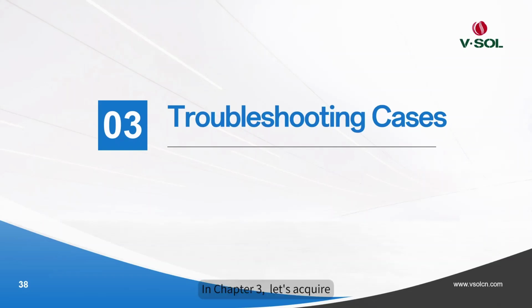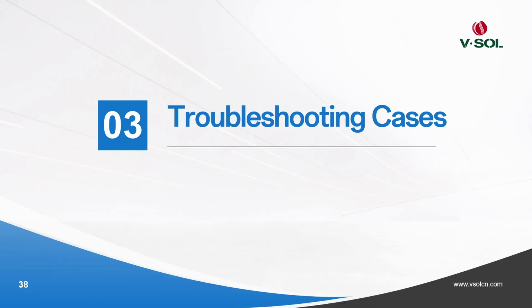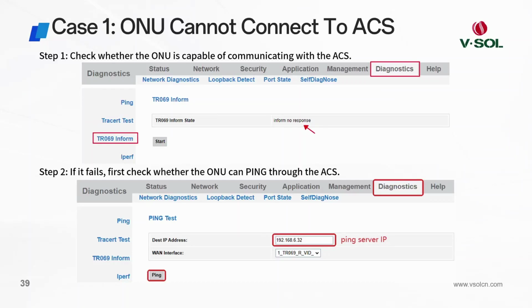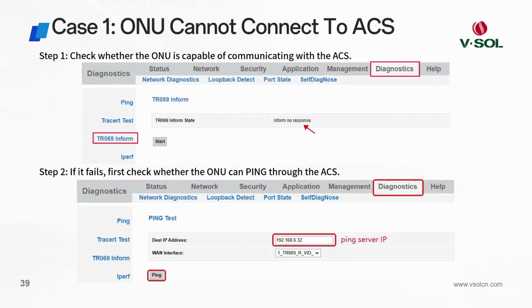In Chapter 3, let's acquire some fundamental troubleshooting approaches and notions for TR069 related issues from several common cases. Snapshots of vSol ONU web configuration are used in the following cases. Case 1. What should we do when the ONU fails to register with the ACS server?